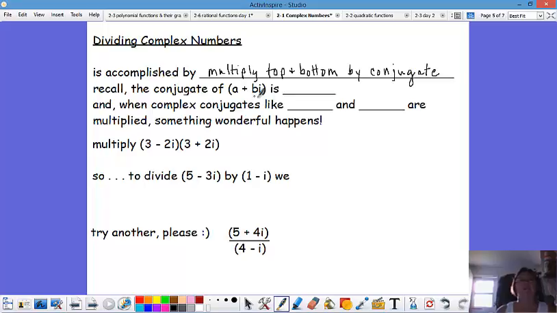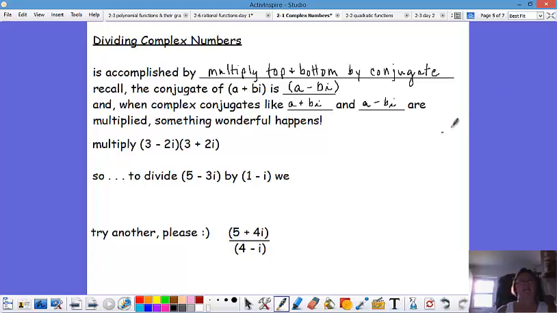Just a quick reminder, the conjugate of a plus bi would be a minus bi. It uses the same two elements but with the opposite sign. And when complex conjugates like a plus bi and a minus bi are multiplied, something really cool happens. And I want us to see that.